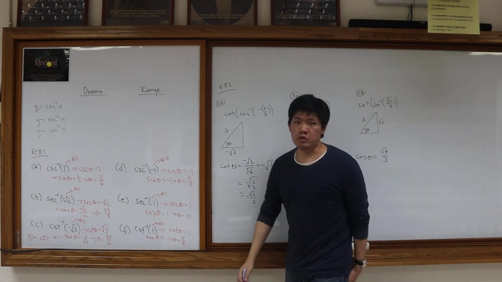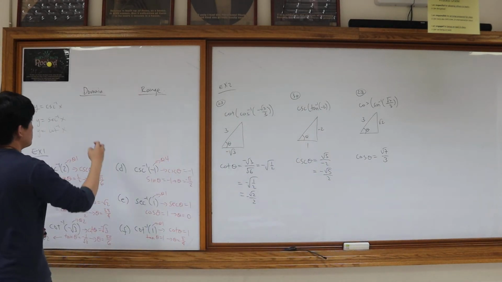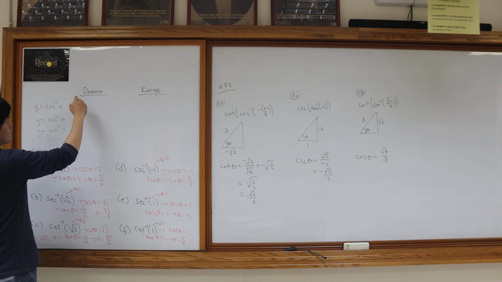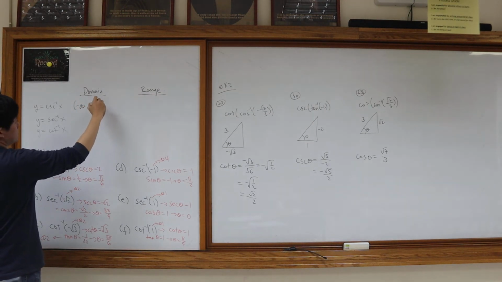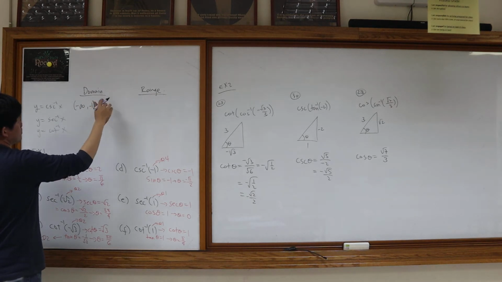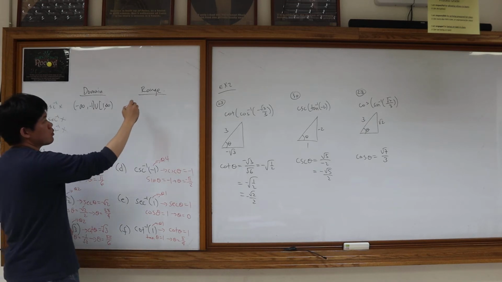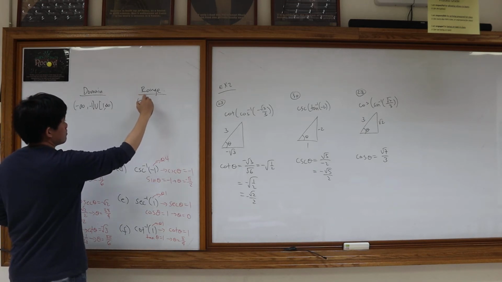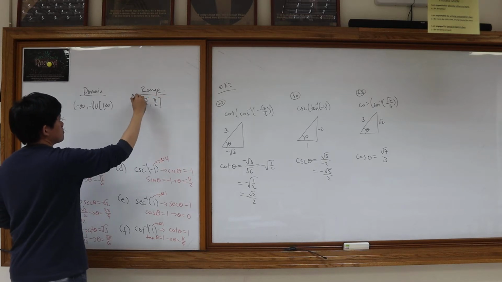Okay, so let's just refresh what we just talked about. The domain for our cosecant here is negative infinity to negative 1, round bracket, 1 to infinity. Okay? And then my range here would be from quadrants 1 and 4. So in that case, negative pi over 2 to pi over 2. Make sure it's round and square brackets.